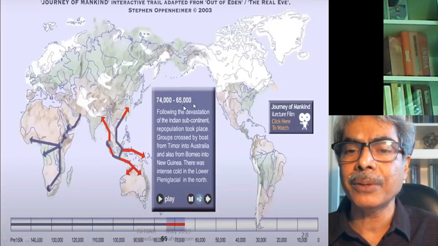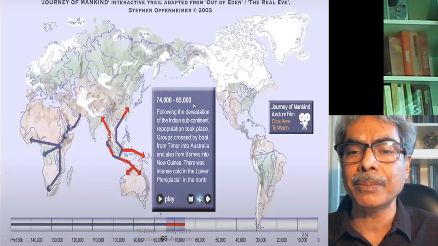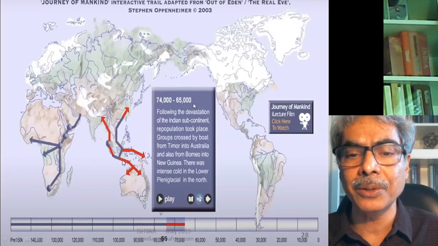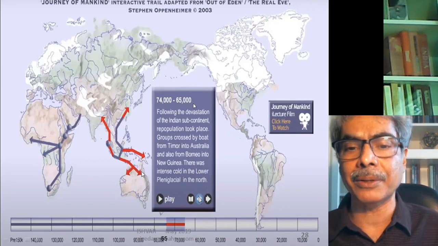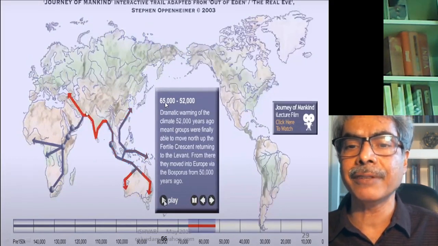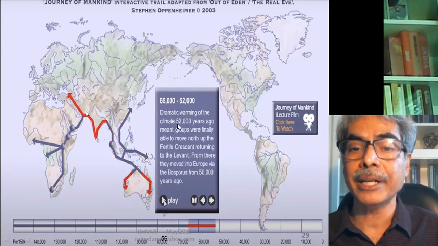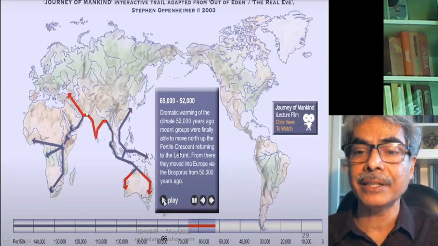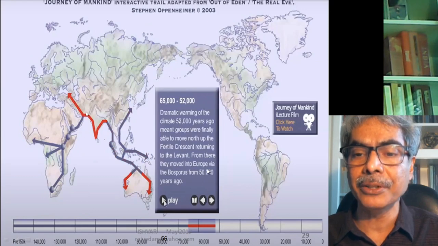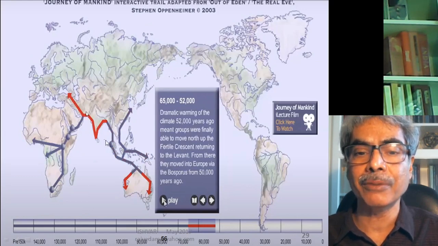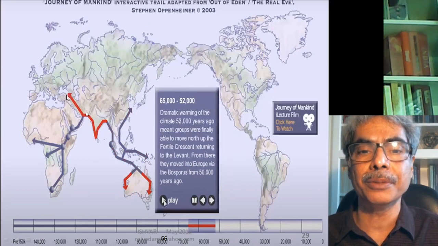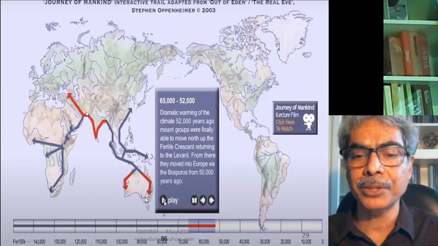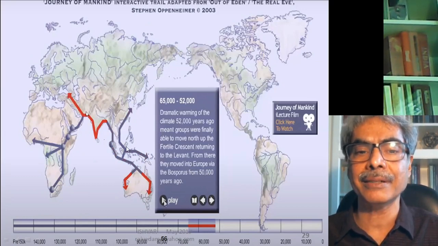Then 74 to 65,000 years ago, repopulation of India took place, whereas this original group has migrated all the way by now to Australia. And going to 65 to 52,000 years ago, there was this dramatic warming of the climate 52,000 years ago, and people moved out of this area to the Fertile Crescent through the Levant, moved into Europe via Bosphorus from about 50,000 years ago, entering into Europe in this manner. And here they have pushed into Australia itself.